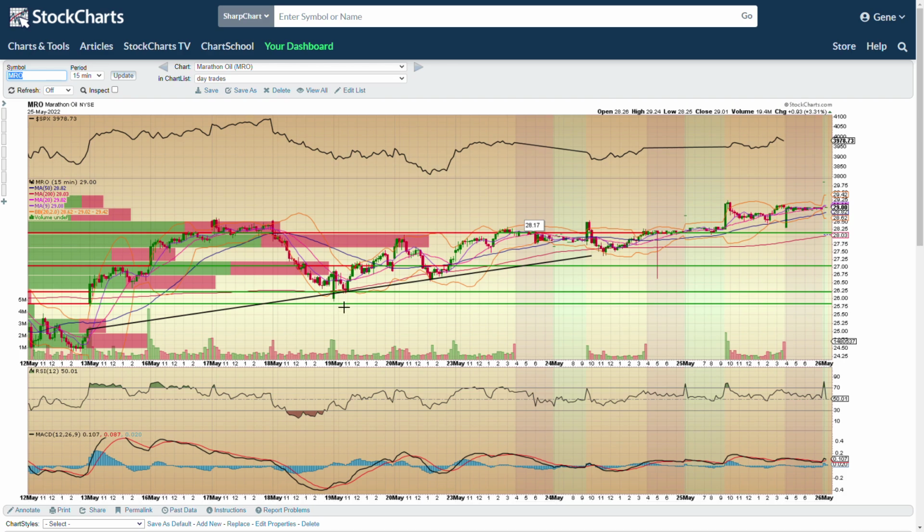MRO, you can see here we were respecting this trend line that we had drawn. If you would have extended it out, you could have took several trades just off that line right there.